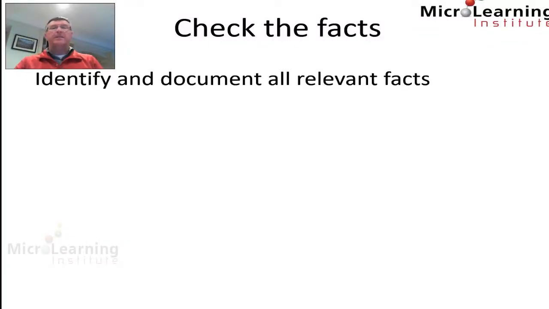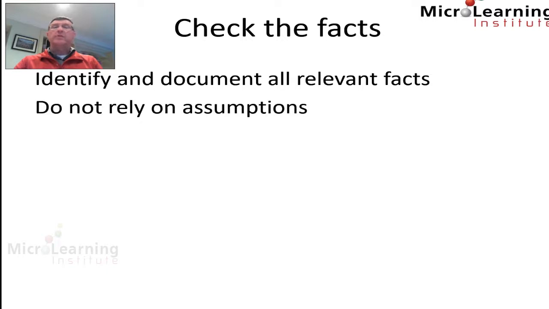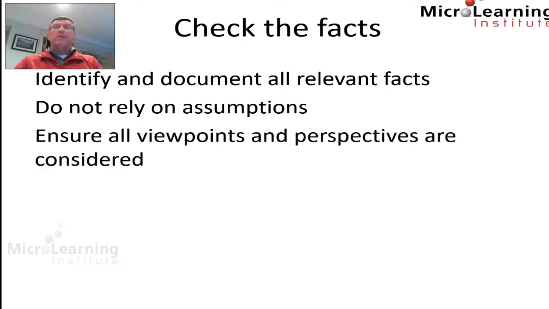Firstly, check the facts. So firstly, we need to identify and document all of the relevant facts about the alleged ethical conflict. Do not rely on assumptions or hearsay, but establish all of the facts. These facts may be relevant later in the event of an inquiry or another analysis into the event. We must also ensure that all viewpoints and perspectives are considered. So this will involve talking to a range of stakeholders who are involved in the alleged ethical conflict.